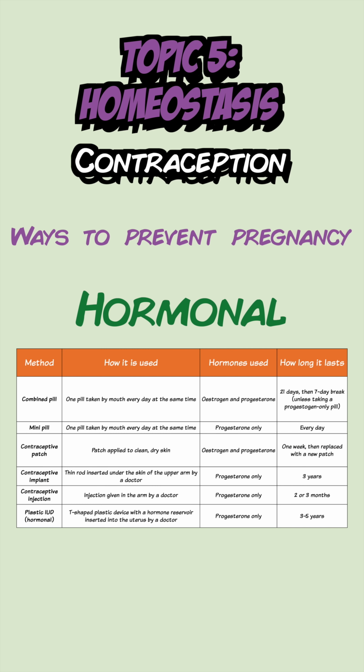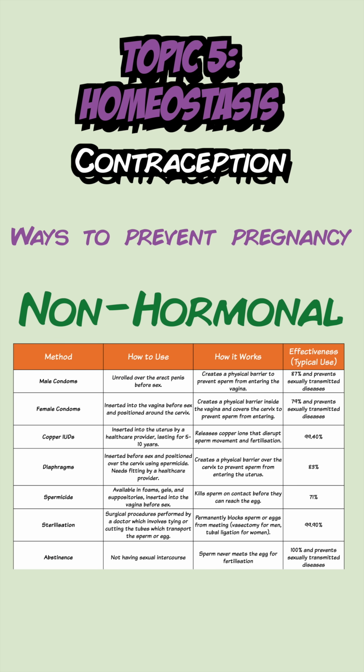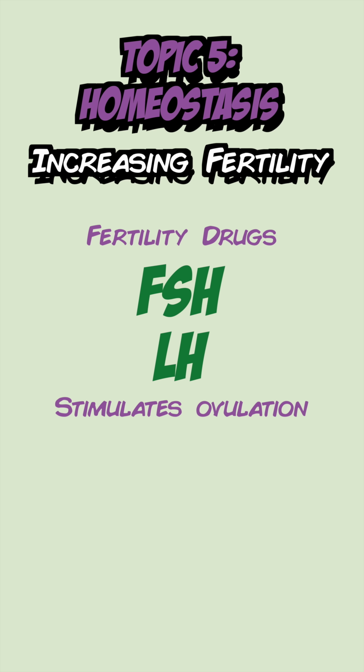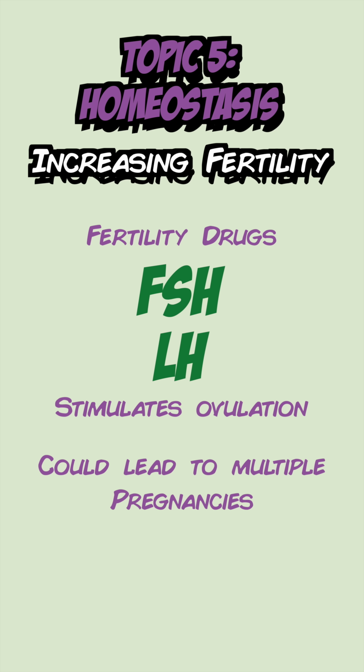Here's a summary of all the hormonal methods you could be asked, and here are all the non-hormonal methods you could be asked. Some people find it hard to get pregnant, so can take fertility drugs to increase their chances. These contain the hormones FSH and LH, which can stimulate ovulation. However, if too many eggs are stimulated, it could lead to multiple pregnancies.